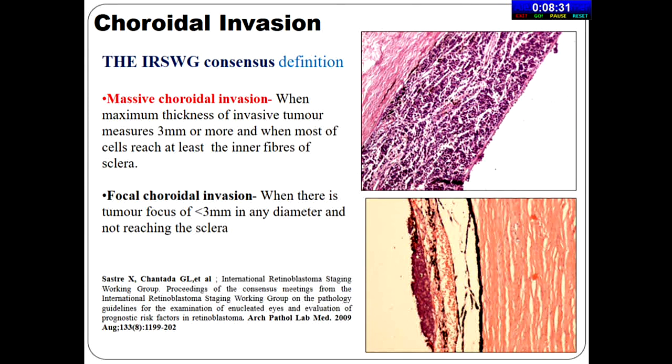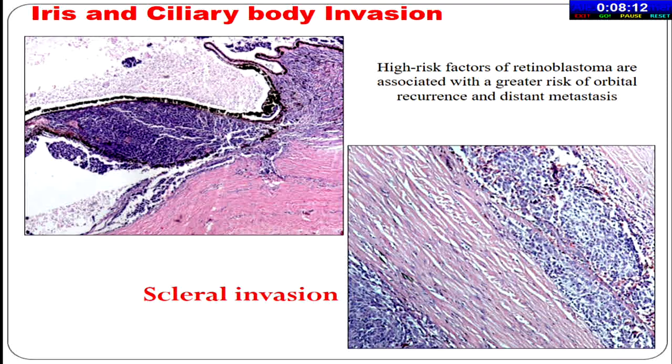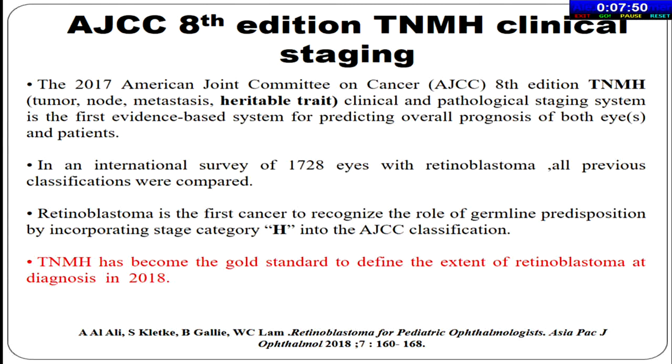Next is massive choroidal invasion. As per the International Retinoblastoma Staging Working Group definition, when more than 3 millimeters thickness of choroid is involved, it is known as massive choroidal invasion, and this is an important histopath high-risk feature. This is iris involvement by retinoblastoma. This is ciliary body involvement, anterior chamber which is involved, and trabecular meshwork. These are all histopath high-risk features, along with scleral invasion and extrascleral invasion. Once these high-risk features are present in any case, they have a greater risk of recurrence and distant metastasis. So it's important to recognize these histopath high-risk features.